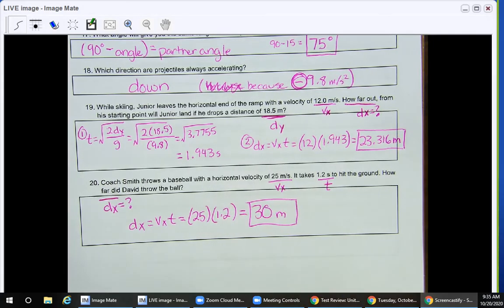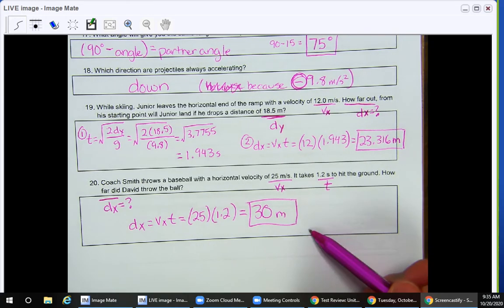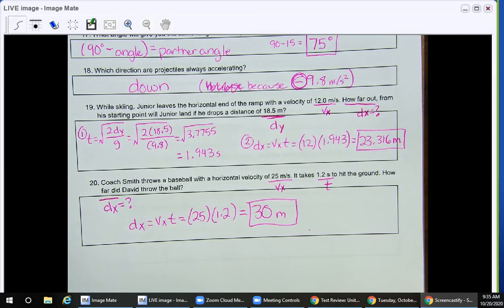I know on your assignment yesterday, I told you the answer was 20.8. That was wrong. I'm sorry, that was a typo. The answer is 30. So if you got 30, I did give you credit for it.